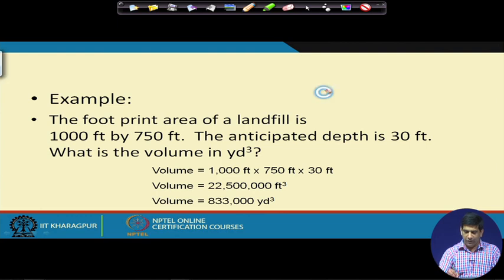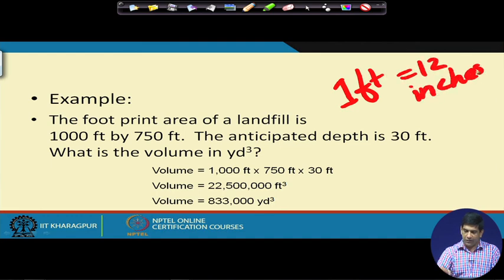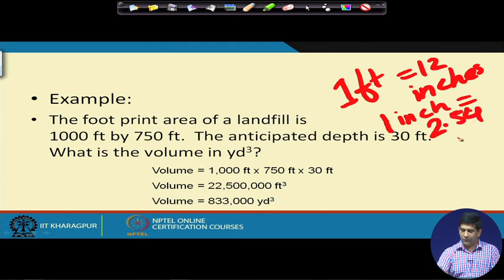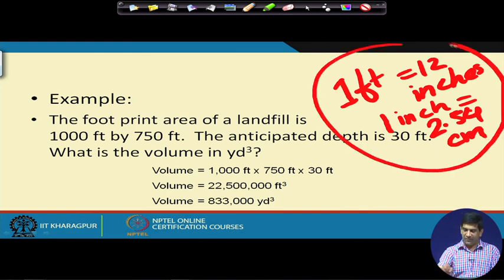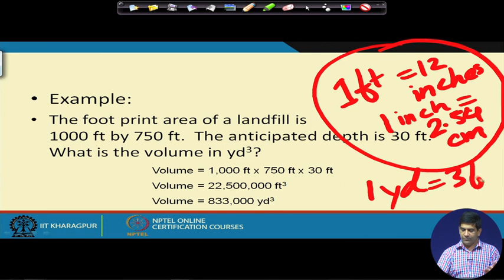Let me use this pen. So 1 foot is 12 inches, isn't it? And 1 inch is equal to 2.54 centimeters. So 1 foot is 12 inches and 1 inch is 2.54 centimeters. So you can convert from feet to this, and 1 yard is 3 feet. From that you can convert all this from cubic yards to cubic feet to cubic inches and centimeters, meters, and all those conversions can be done based on that.